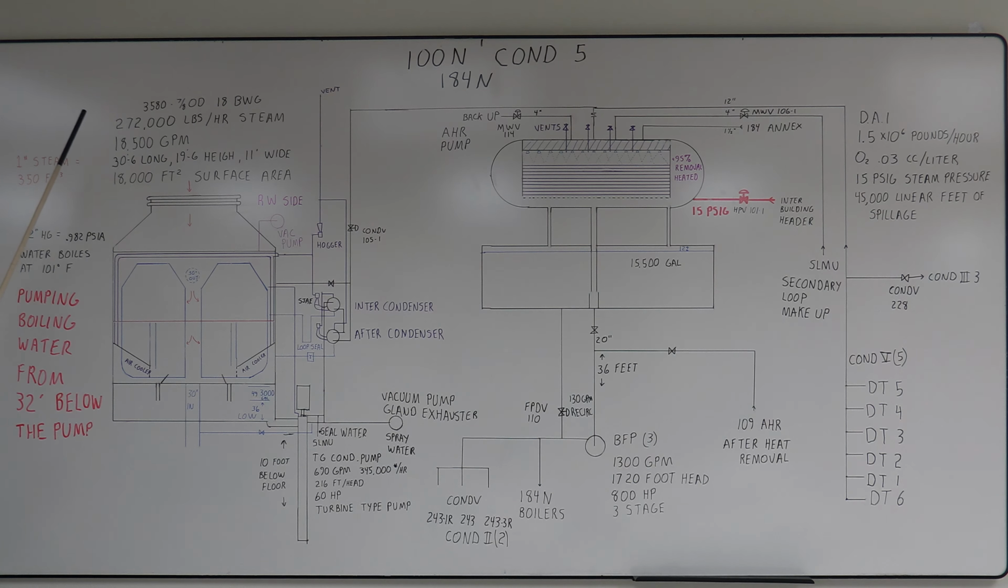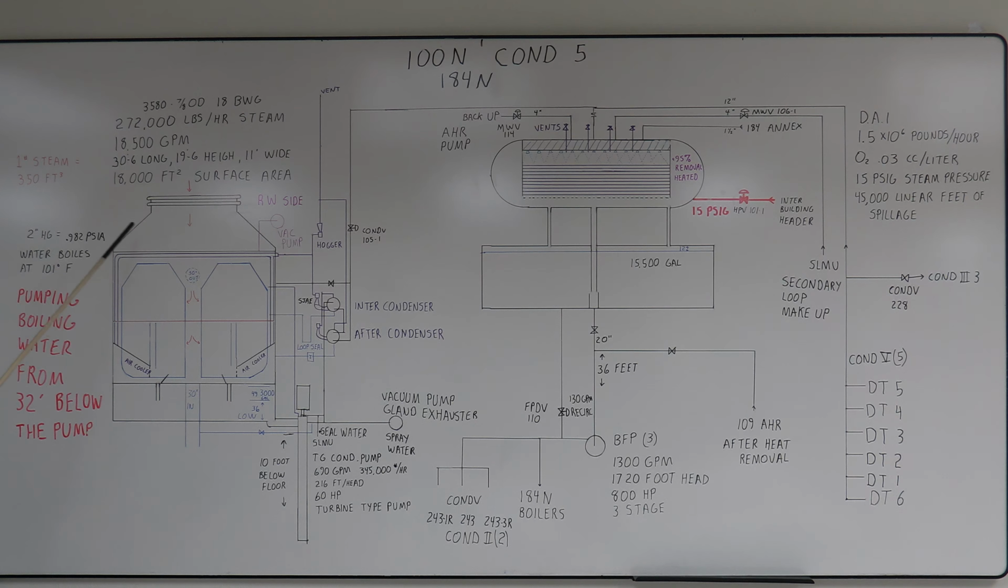Your turbine generator, I would sit up here, right outside the control room in the 184 building. The surface condenser was designed for 272,000 pounds of steam an hour. It required 18,500 gallons a minute of cooling. I believe we ran around 27,000. I can't remember, that number sticks in my head.